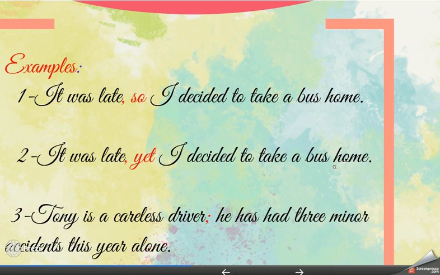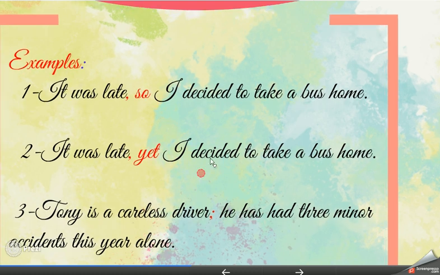So the meaning is different, right? In example number one, you can think about the meaning like this: because it was late, I decided to take a bus home. However, the meaning here is totally different. Even though it was late, I decided to take a bus home. See, so it is very important to pay attention to the conjunction that you use to join your independent clauses.